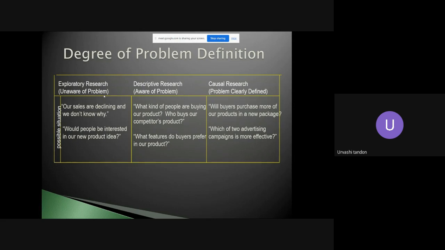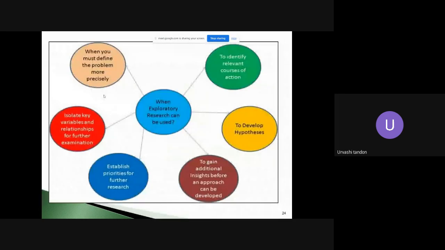Descriptive means what kind of people are buying our product, or who buys our competitor's product. Means you are aware of the problem, and what features do buyers prefer in our product. And causal is, will buyers purchase more product in a new package, right? And which of the two advertising campaigns is more effective? So from unaware to awareness, with the problem clearly defined or identified, that makes the things different for exploratory, descriptive, and causal research.